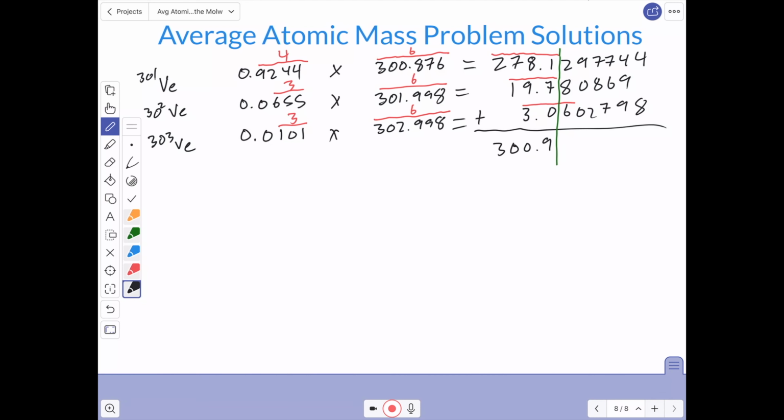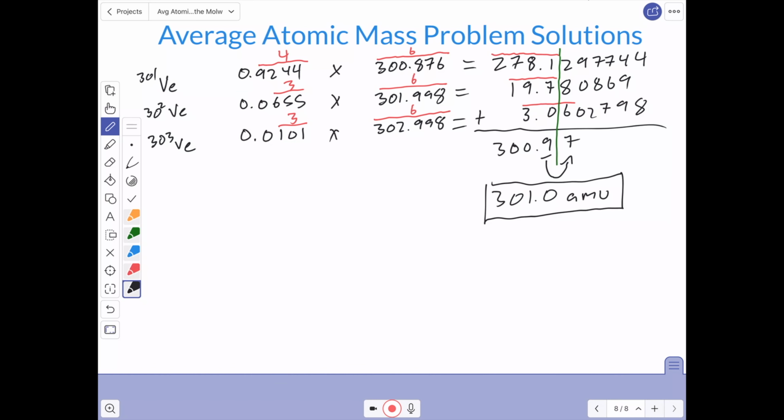We got 300.9. I'm just going to stop there because I know it's going to round up, right? 9's going to round up because of my 7. So that's going to give me 3, 0, 9 goes up to 10, 1.0 AMUs. And there we have it.